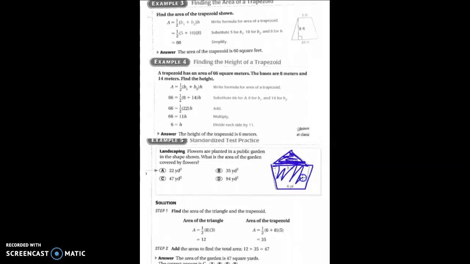Area of all this. I'm just going to randomly shade this in. That's completely shaded in. So then you would have 12 plus 35 equals 47. So this entire shape has an area of 47 units, or in this case, square yards.